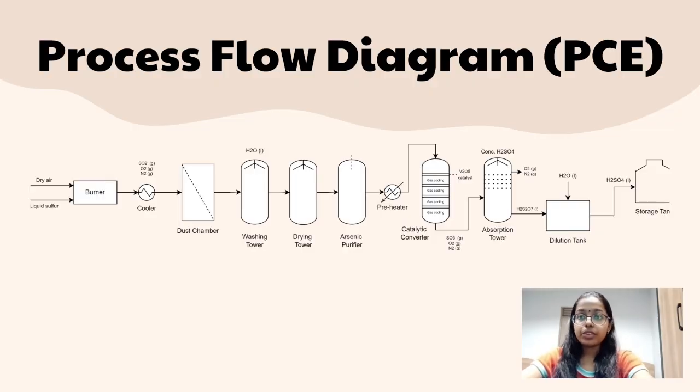For the process flow diagram for PCE, we will be having several process units. Sulfur dioxide will flow into the burner, cooler, washing tower, drying tower, arsenic purifier, and preheater. After it reaches the catalytic converter, sulfur dioxide becomes sulfur trioxide, which flows into the absorption tower and becomes sulfuric acid. From there, it will flow into the dilution tank and storage tank.